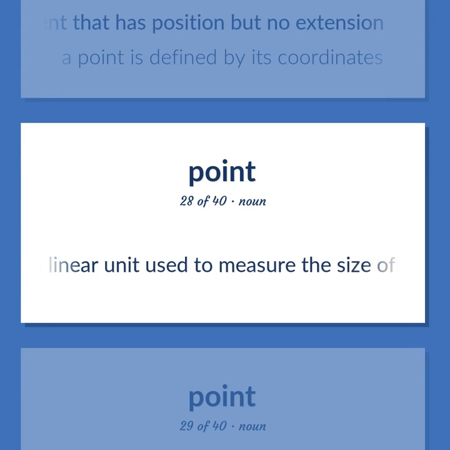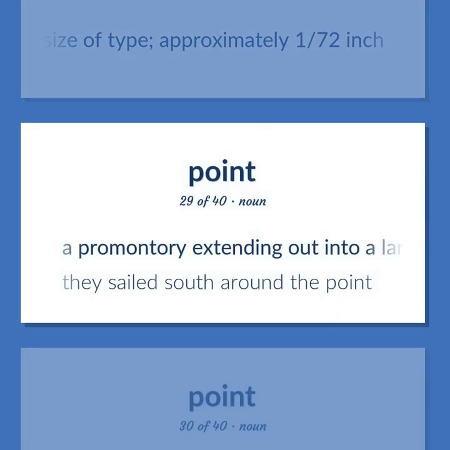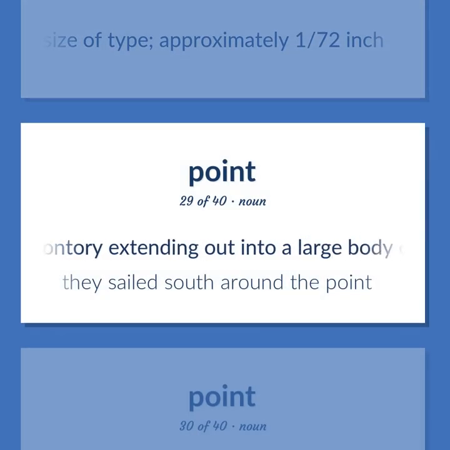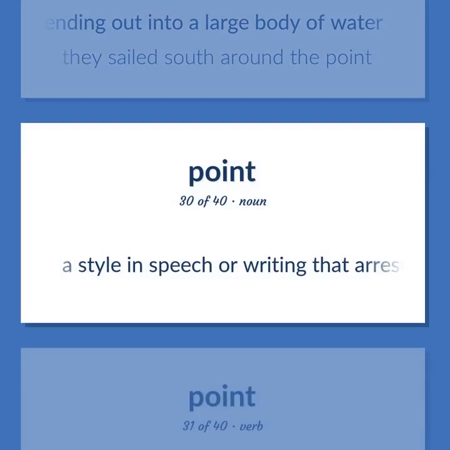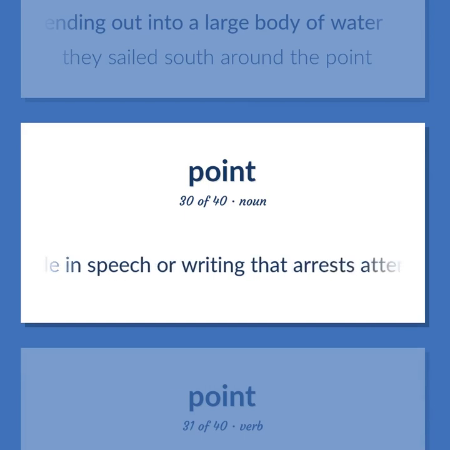A linear unit used to measure the size of type, approximately 1/72 inch. A promontory extending out into a large body of water. They sailed south around the point. A style in speech or writing that arrests attention and has a penetrating or convincing quality or effect.